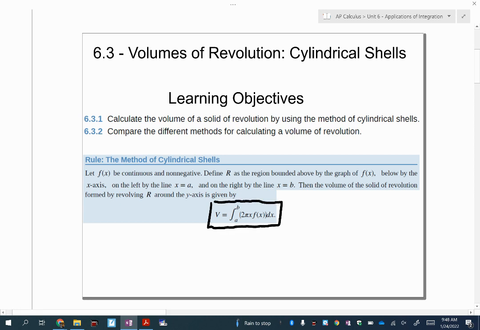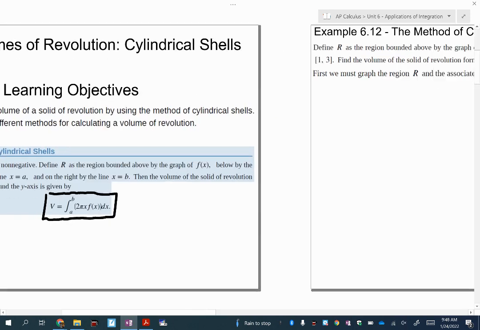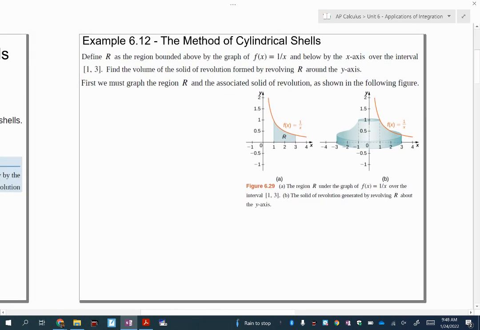Now, one thing I want to make sure is clear that's different about this: obviously the formula is different, but the way that we rotate is a little different. In the previous two methods, the disk and the washer method, we focused on rotating about the x-axis or the y-axis. But you'll notice that we're going to be talking about lines on the left and the right where it says x equals a number and x equals another number, but we're going to be rotating around the y-axis. So it's a little bit different than how we did the last one. Let me show you.